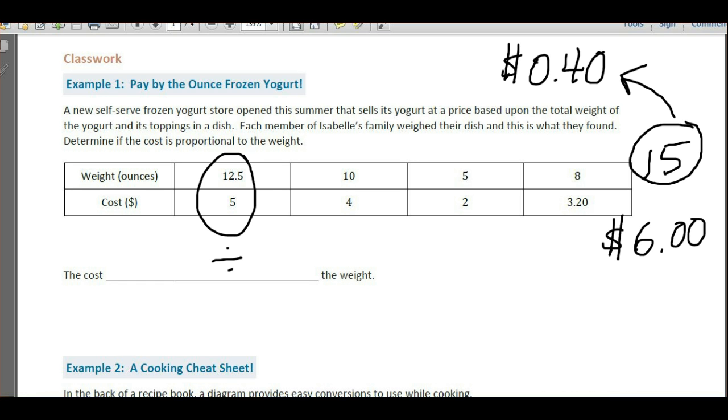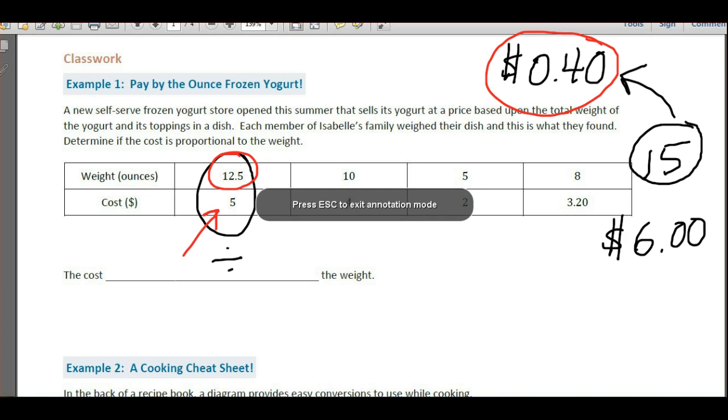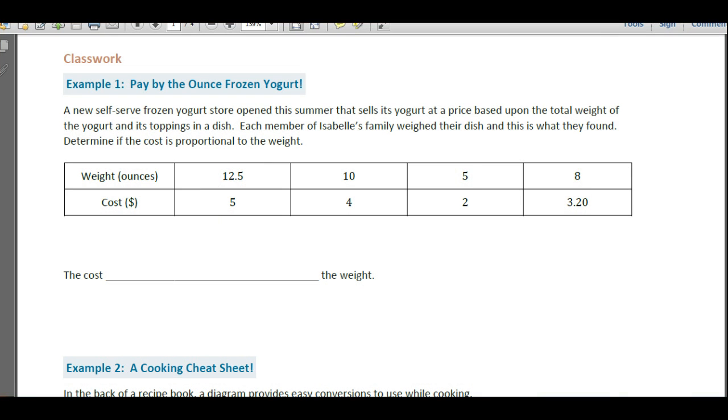Hopefully you could see, if there was any hesitation at all, that here we had 12.5 ounces of yogurt. Here was $5, so you knew it had to be higher than 5, and not much higher. But again, just applying that proportional relationship or that unit rate makes life much easier. Okay, so we're going to go down and look at this one here.